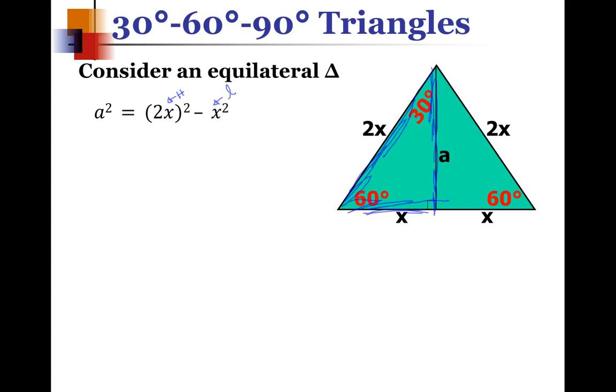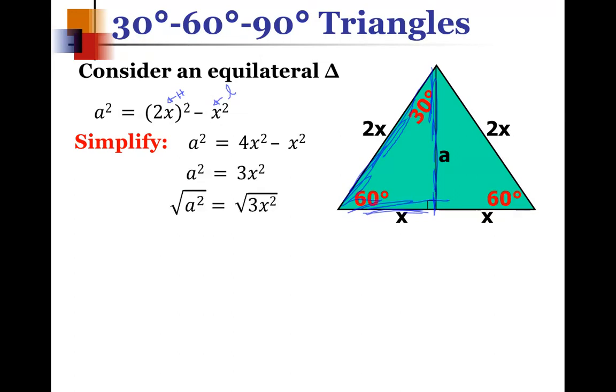So if we go to simplify this, let's distribute that squared. You're going to get a squared equals 4x squared minus x squared. So a squared is going to equal 3x squared. And then we're going to go ahead and take the square root of both sides, just like we did before. So we're going to get a is equal to x root 3.